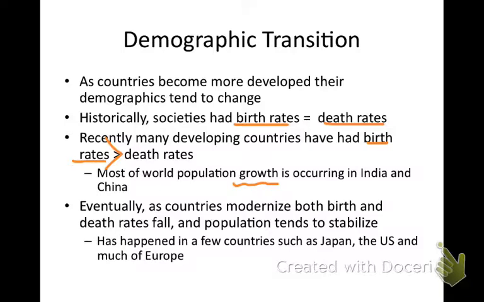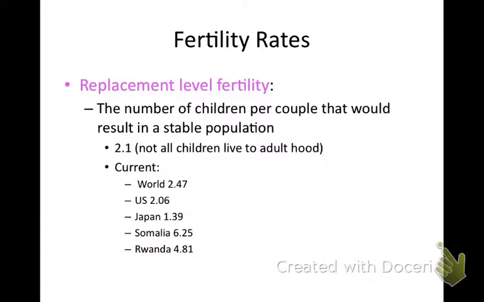What we would expect to see in the future, okay, so 200 years from now, is that as those countries become modernized, their birth rates and their death rates fall, and growth tends to stabilize or reduce. And we have evidence of that in countries like Japan, the U.S., most of Europe, like Germany that we're talking about. As they become more developed, growth slows. Basically, people get jobs, they start having fewer children, etc.